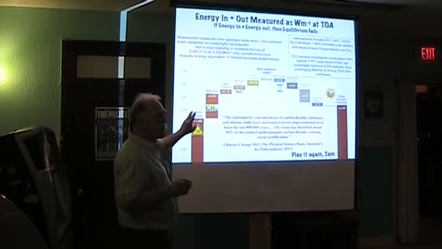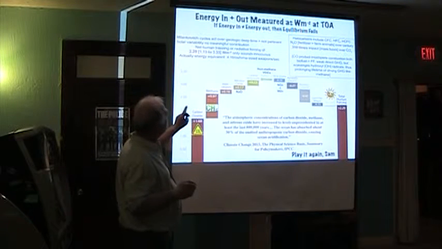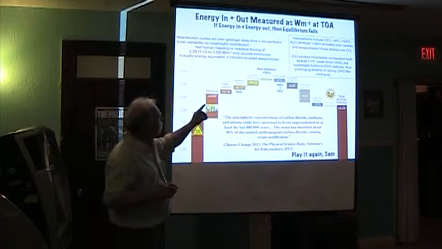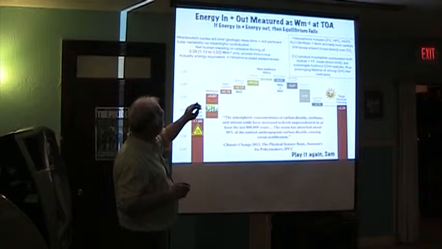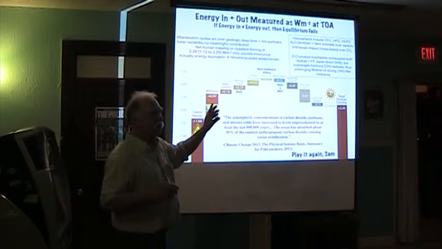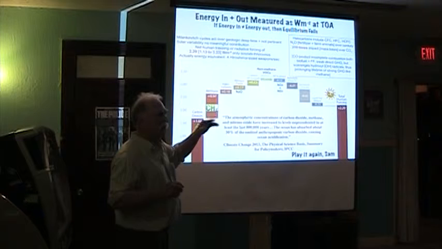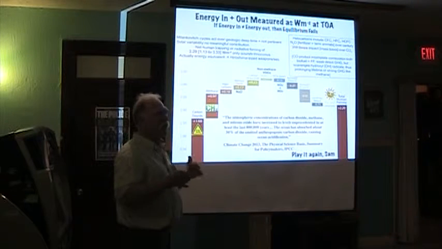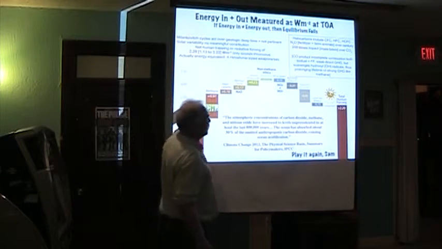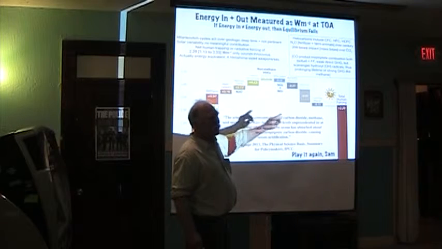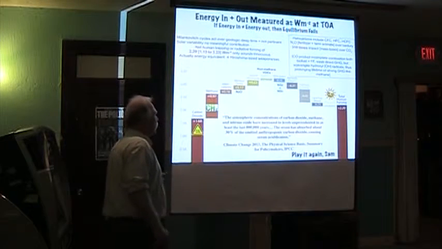When I see this slide, I know we're almost done. All right, so energy in, energy out, measured as watts per square meter at the top of the atmosphere. If they don't equal each other, then you're in disequilibrium and you have to either heat up or cool down to get back to equilibrium. At this point, we're heating up. This is called something like a waterfall chart by the IPCC.